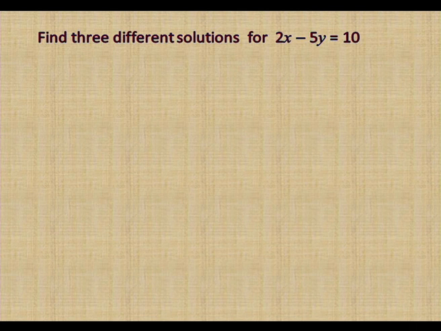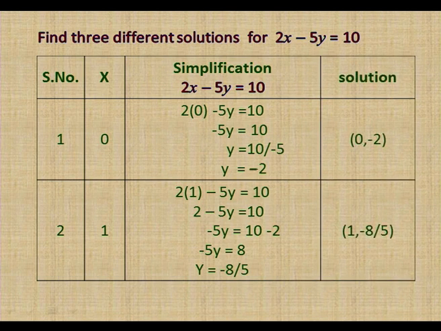Find 3 different solutions for 2x minus 5y is equal to 10. How do you find? Here I have taken x as my independent value. See, I have taken x is equal to 0 and I am substituting in this equation 2x minus 5y is equal to 10. When I take x value as 0, I get y value as minus 2. Now, when I am taking x value as 1, what happens? You see, 2 into 1 minus 5y is equal to 10, 2 minus 5y is equal to 10, minus 5y is equal to 10 minus 2, how much does it become? 8, minus 5y is equal to 8, that means y is equal to minus 8 by 5. That means my solution is 1, minus 8 by 5.